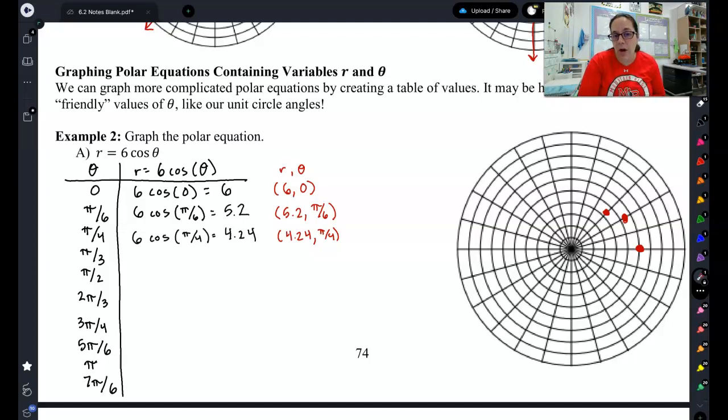So, understanding all of this, what I'm going to have you do is pause the video at this point, plug all the rest of these points into your calculator, get decimal answers, graph the points, and then come back to check your graph and see how you did.